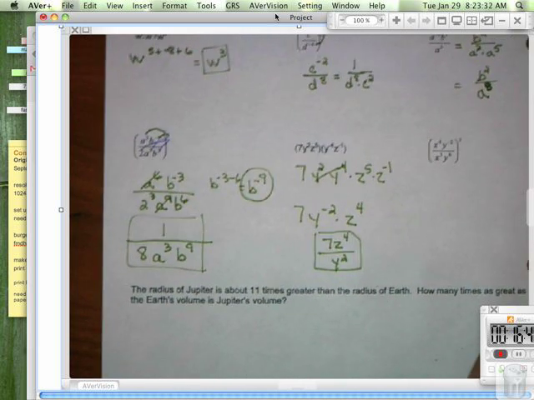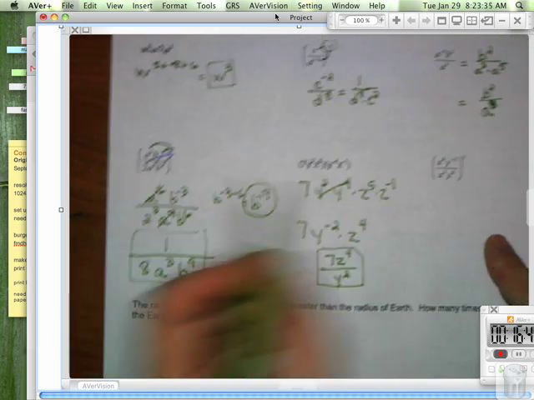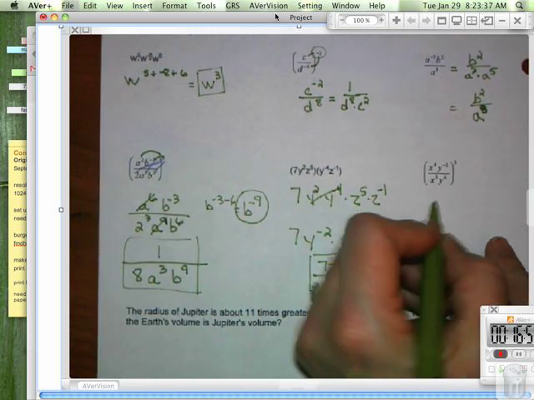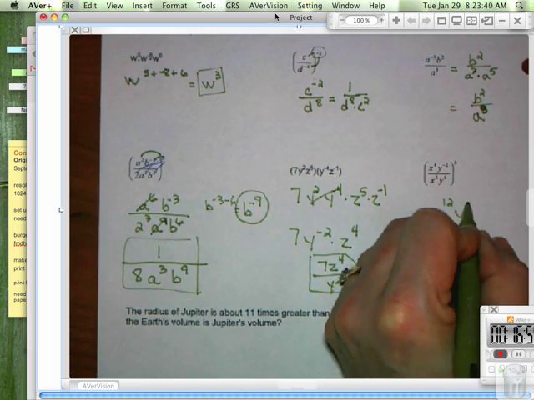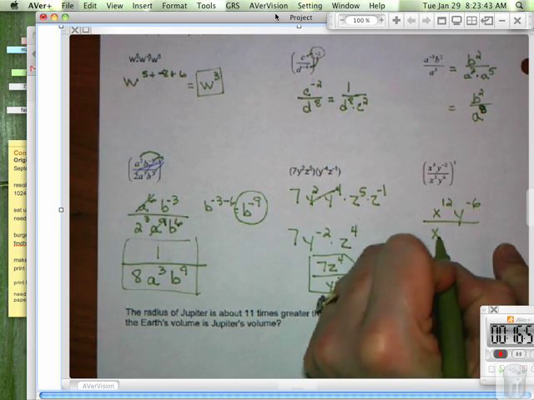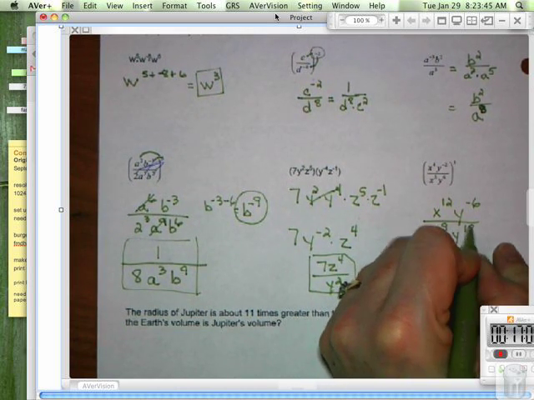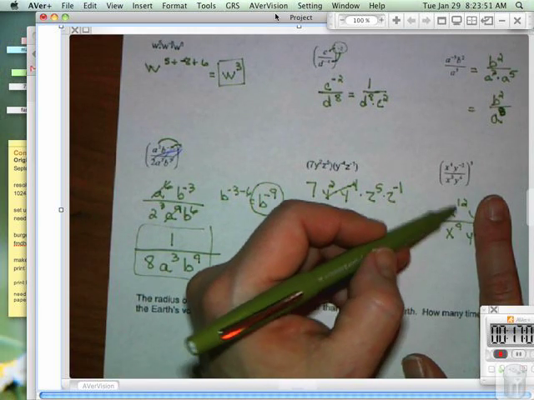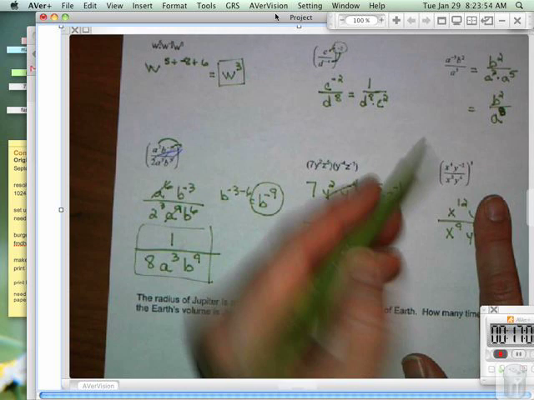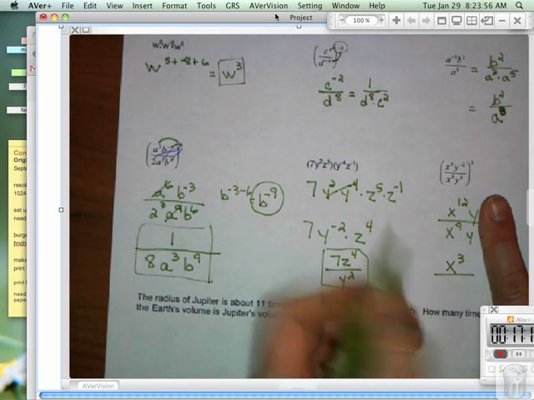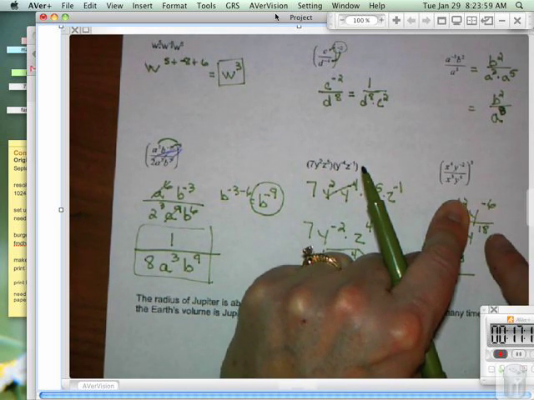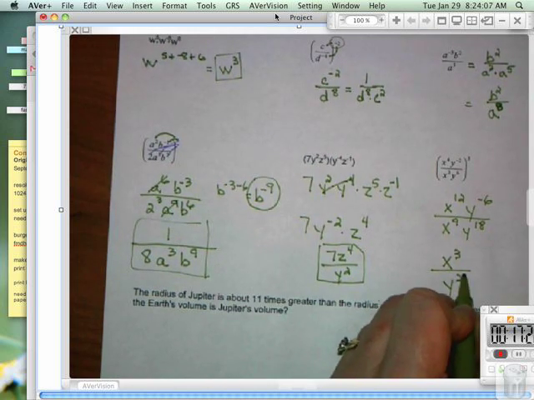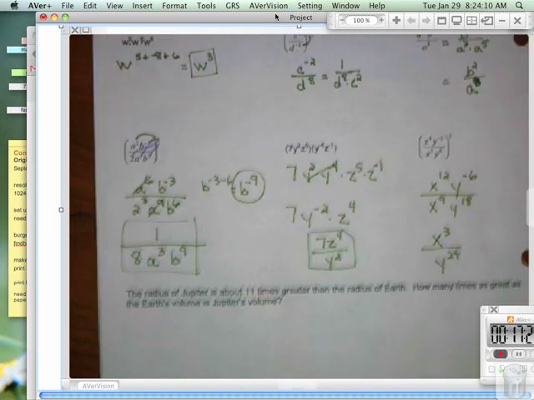Okay, let's do this last one. Again, this is a lot like this one. We've got to distribute that 3 onto everything. So it's going to be x to the 12th, y to the -6, over x to the 9th, y to the 18th. Now let's look and see what we can do. 12 minus 9 gives me 3 left over on top here. So it's going to be x to the 3rd in the numerator. -6 minus 18 is -24. Since it's negative, you got to keep it down on the bottom. Make it positive.